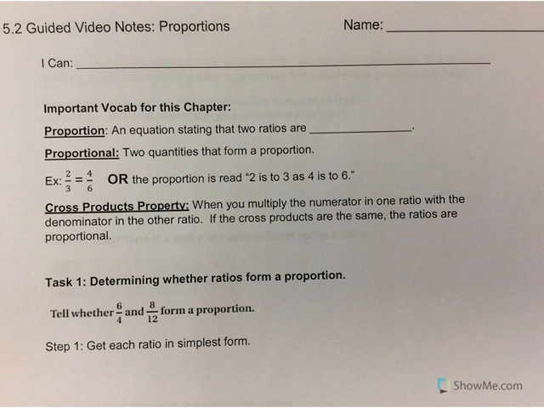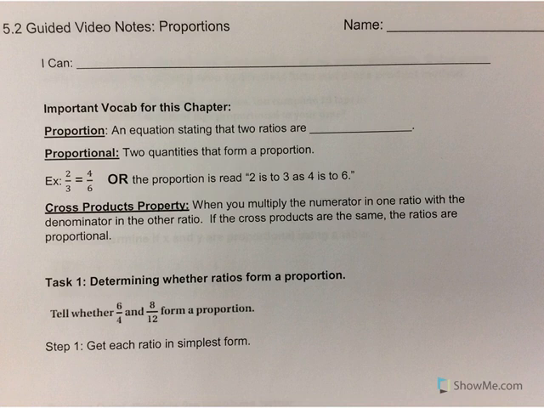Cross products property: you multiply the numerator in one ratio with the denominator in the other ratio. If the cross products are the same, the ratios are proportional. And we'll see what that looks like in this next problem. Task 1, determine whether ratios form a proportion. Tell whether 6/4 and 8/12 form a proportion.